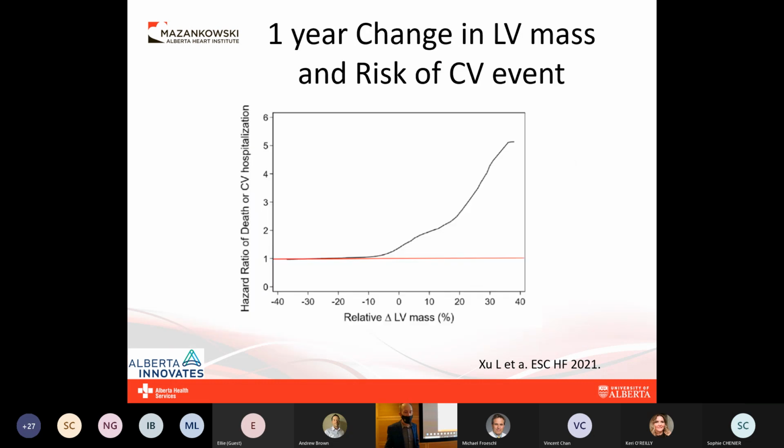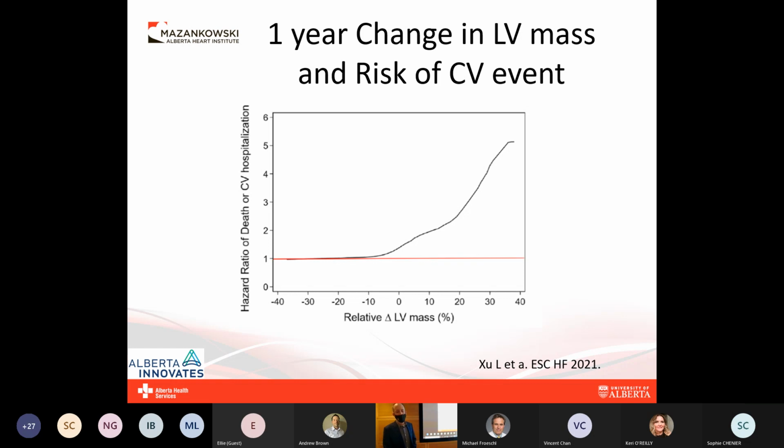And then this cubic spline model shows really an exponential relationship between a change in LV mass and your risk for developing cardiovascular events down the road. So you can see, and we found actually the threshold for predicting risk was really greater than 15%. So the take-home message from this study is if you had a greater than 15% change in your LV mass at 1 year, that was a threshold that predicted risk for your heart failure patients.